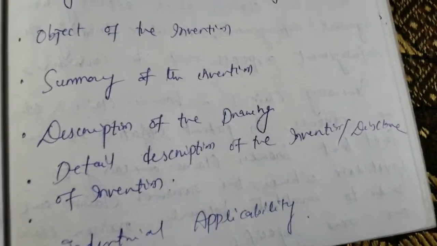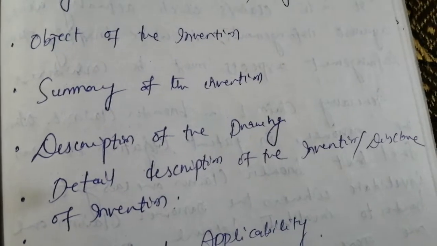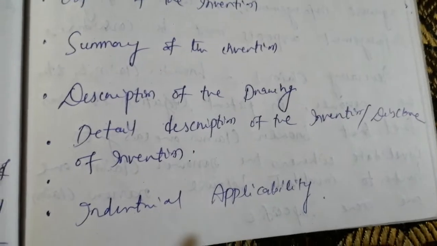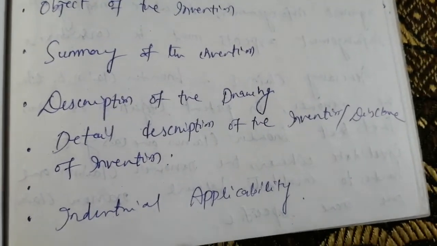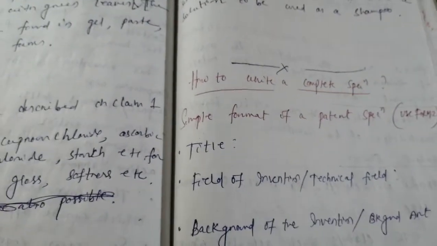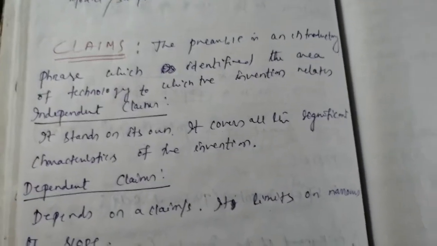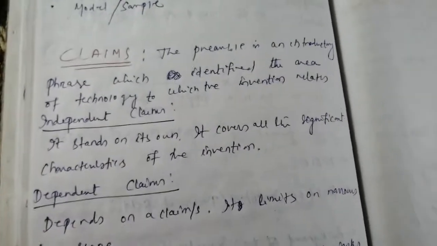Okay, and description of the drawing can be optional. Next, after detailed description of the invention or disclosure of the invention, we have industrial applicability. Then the claims, and they should start with the preamble, the abstract, and deposition, model or sample. These 2 things are optional as per the requirement. Fine. And about claims, I have written here for reference only, just for general knowledge, friends.